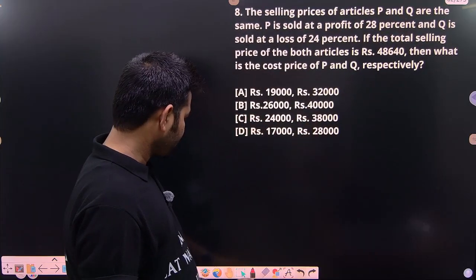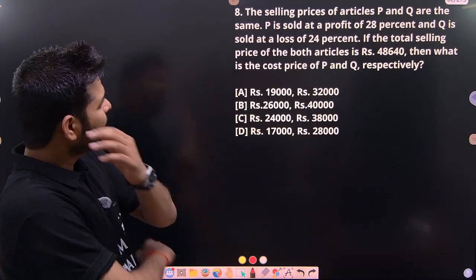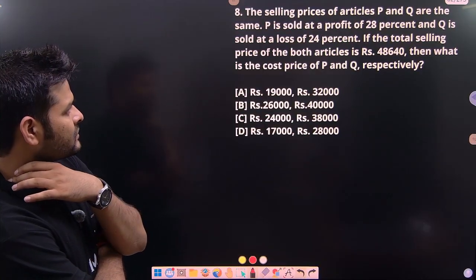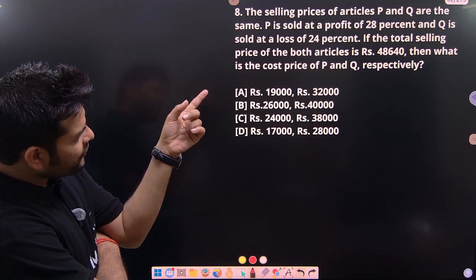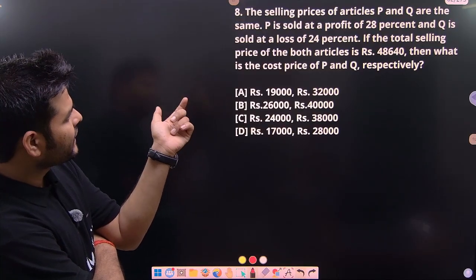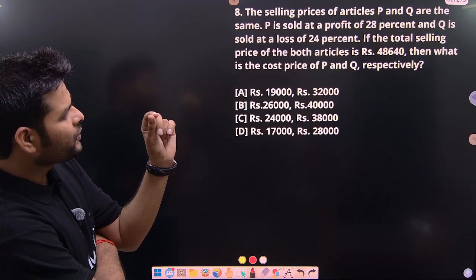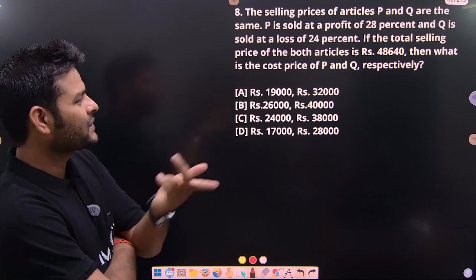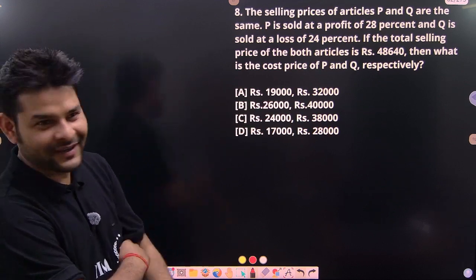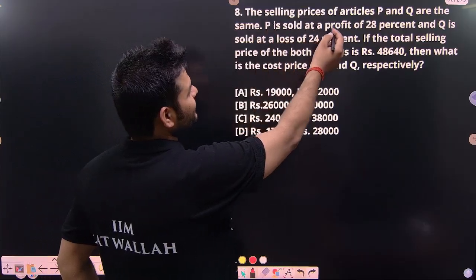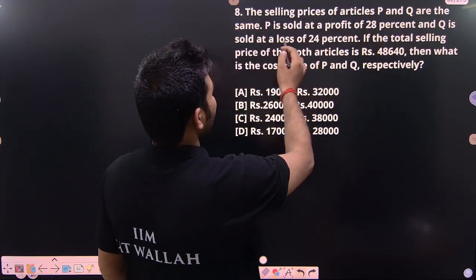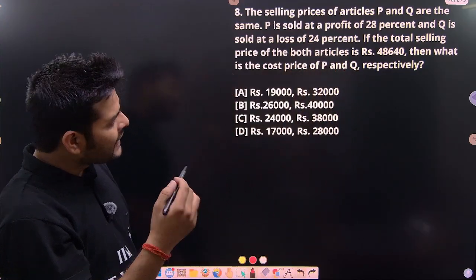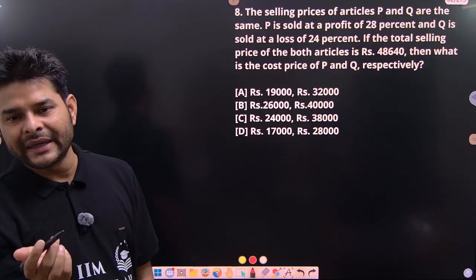What it's saying: the selling prices of articles P and Q are the same. P is sold at a profit of 28% and Q is sold at a loss of 24%. If the total selling price of both the articles is this, then what is the cost price? If the selling prices of both articles are the same, P is sold at 28% profit. So what would be 28%?